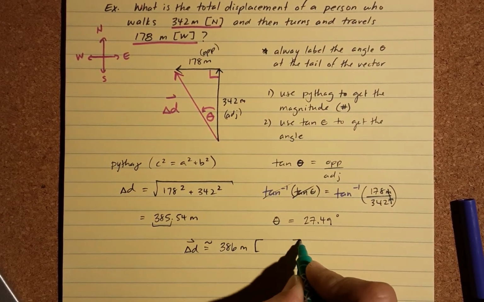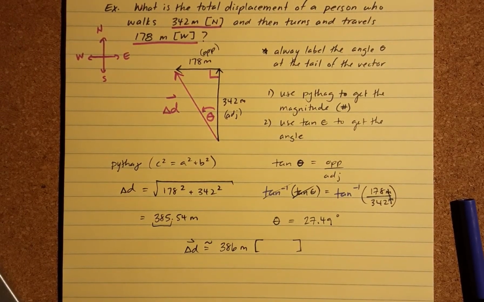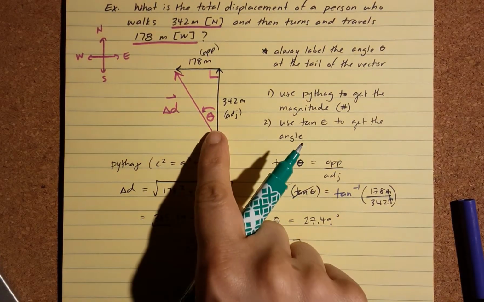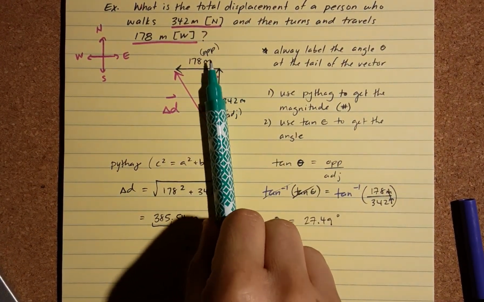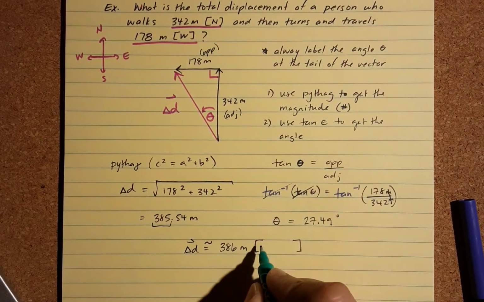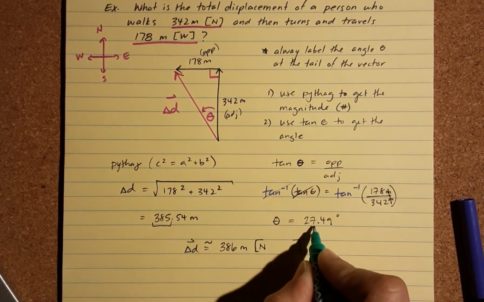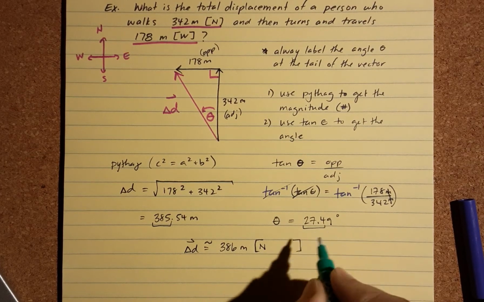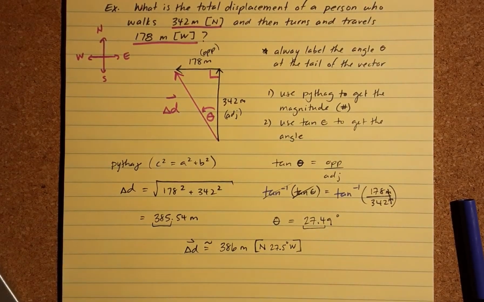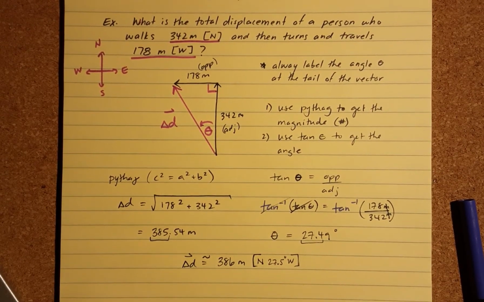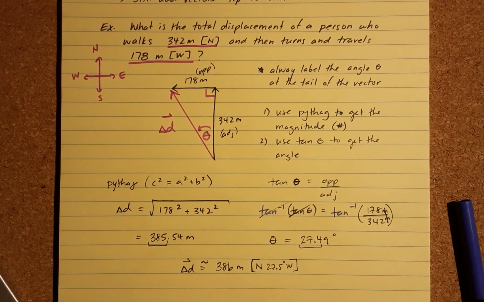And now I'm going to get my angle. So I'm going to point north, okay, and then I'm going to rotate west. So I'm going to point north. I'm going to rotate 27.5 degrees towards the west. And that is the most simple 2D, I would say, because both of those vectors are only in one direction.